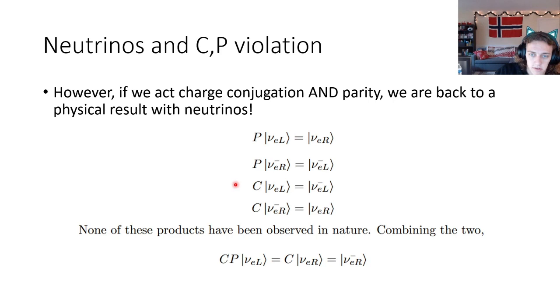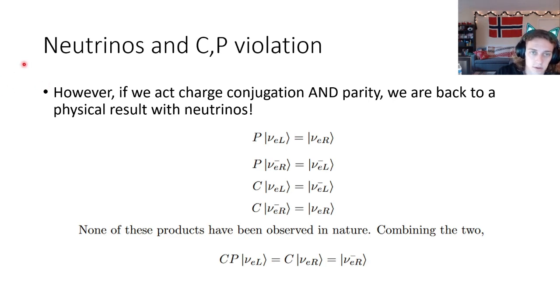Same thing with charge conjugation. If we do charge conjugation, all we do is flip the antimatter and matter. We don't change the handedness, the momentum, or the spin of the particle, right? So we apply charge conjugation to a left-handed neutrino. We get a left-handed antineutrino, which doesn't exist. We apply charge conjugation to a right-handed antineutrino. We get a right-handed neutrino, which doesn't exist. But if we combine the two, we get something that does, right? So we apply parity to the left-handed neutrino, we get a right-handed neutrino, which doesn't exist. Apply charge conjugation, we get something that does exist, a right-handed antineutrino.